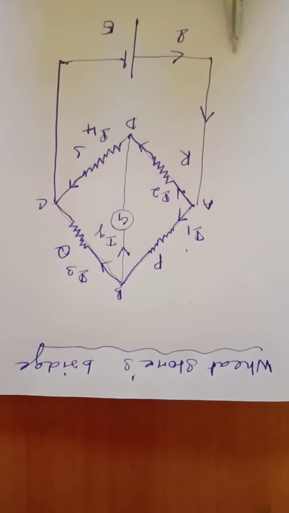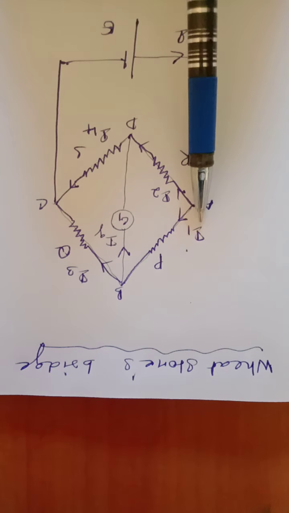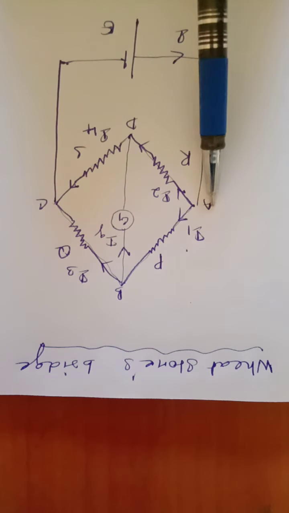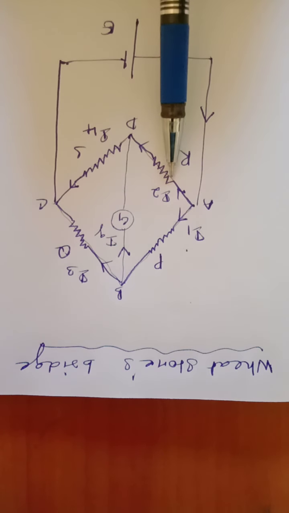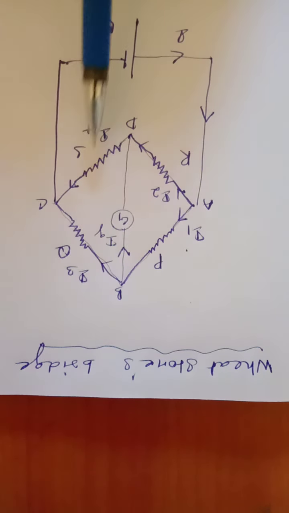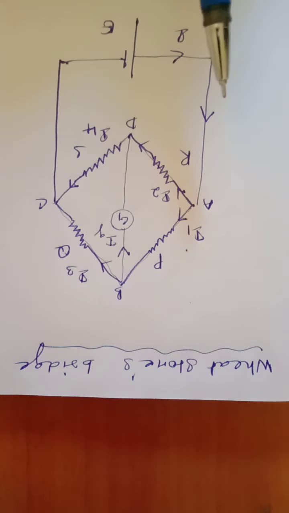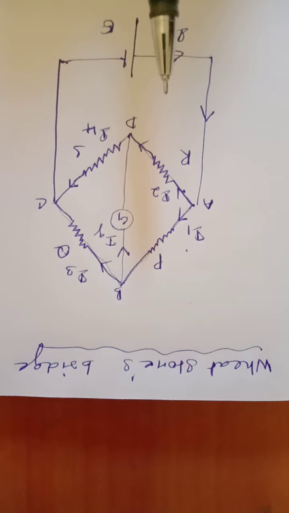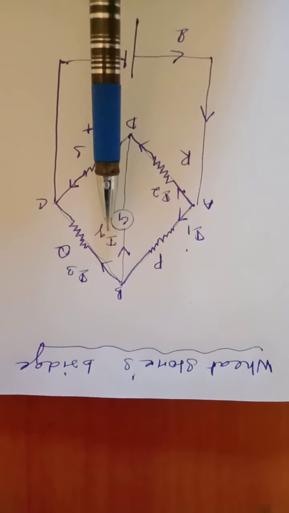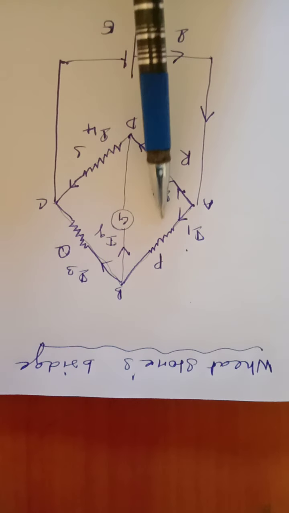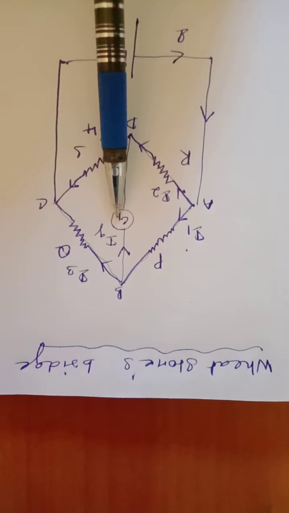The current I flowing from the cell is divided into I1, I2, I3, I4 across the four branches. The current through the galvanometer is Ig, and the resistance of the galvanometer is G.